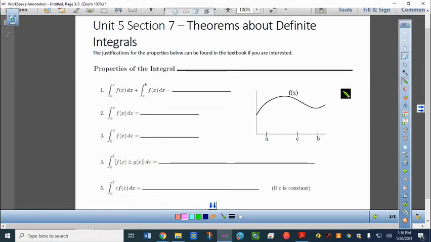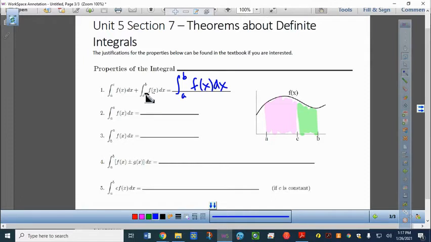So from a to c would be this area right here. And then from c to b would be this area. And so a shortcut way to deal with this would be to say that if we wanted to go from a to c and then from c to b, that we would end up going from a to b.